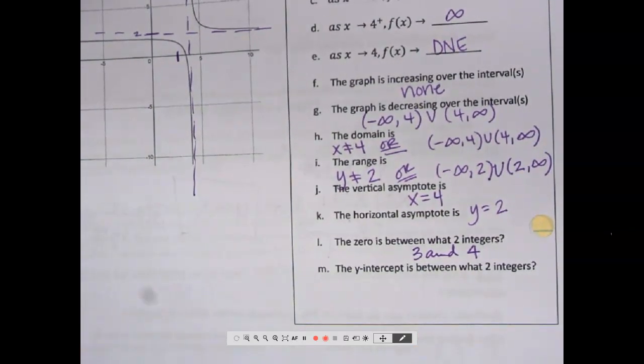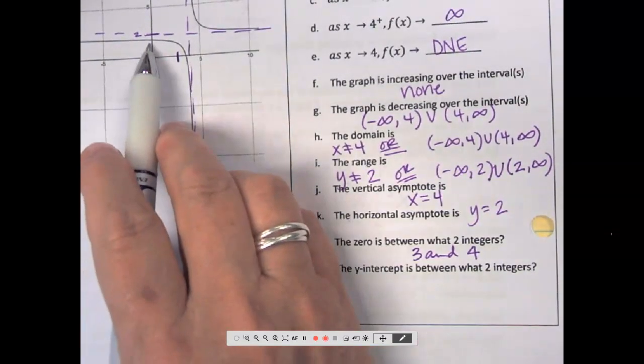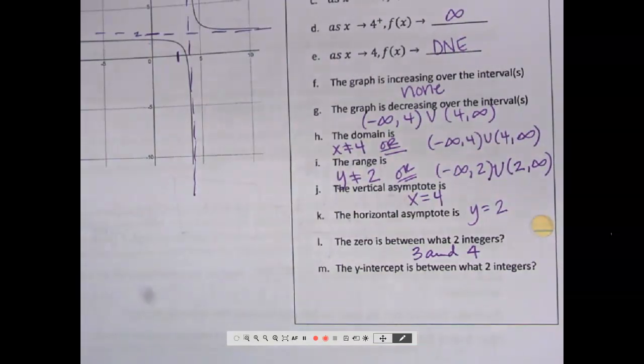The y-intercept is between what two integers? Where's it crossing the y-axis there? You're just guessing between what and what? Between 1 and 2.